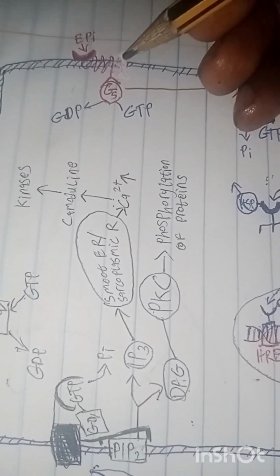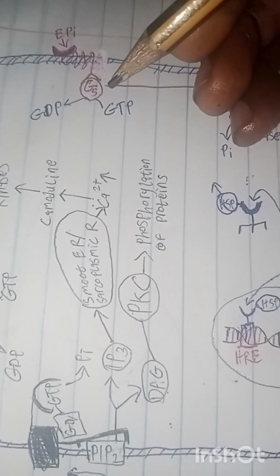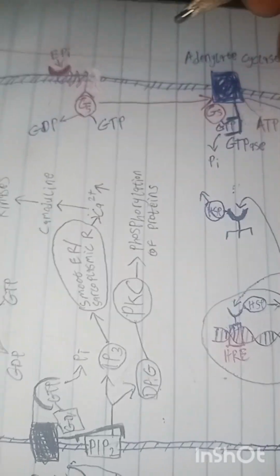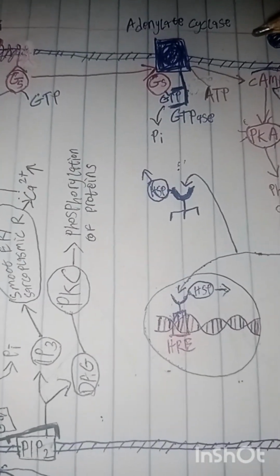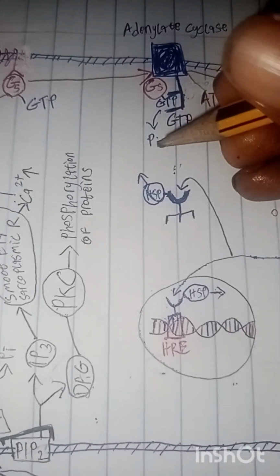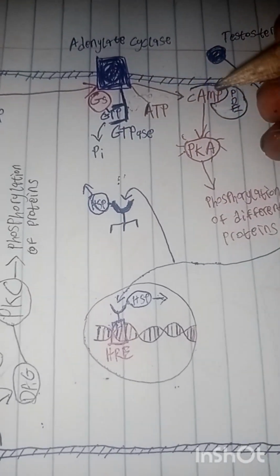Epinephrine stimulates this Gs protein receptor. So the Gs protein is then turned on by GTP, and the GDP that was attached to it is then displaced. This turned on Gs protein goes over to adenylate cyclase, which has a GTPase. And GTPase breaks down GTP into GDP and inorganic phosphate. The energy released is used to turn ATP into cyclic AMP.